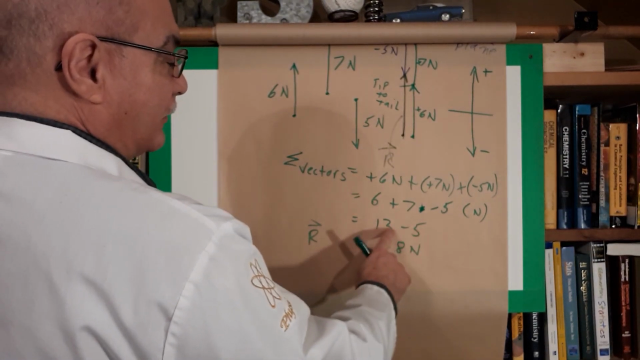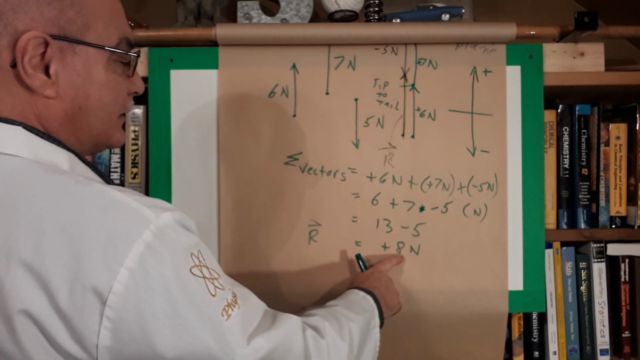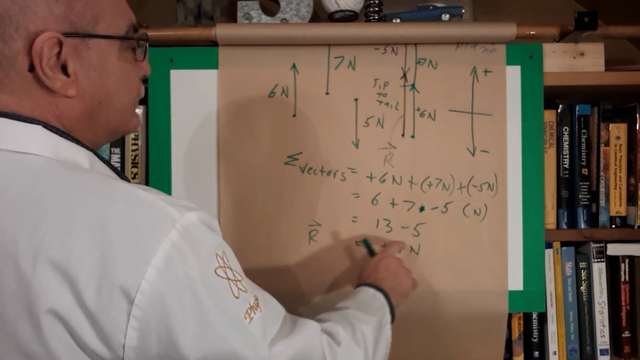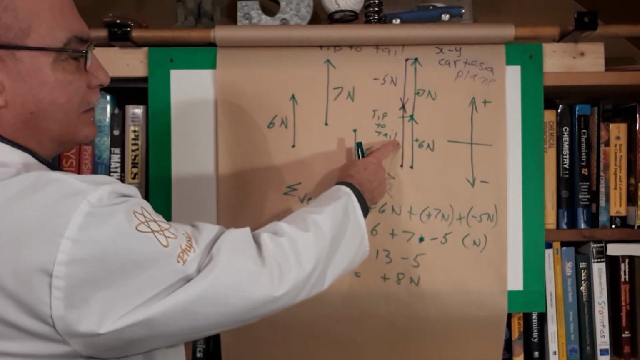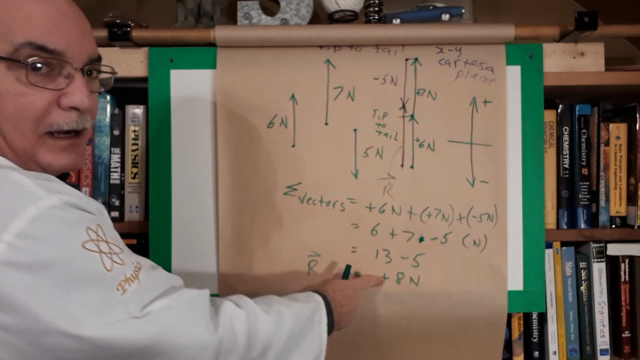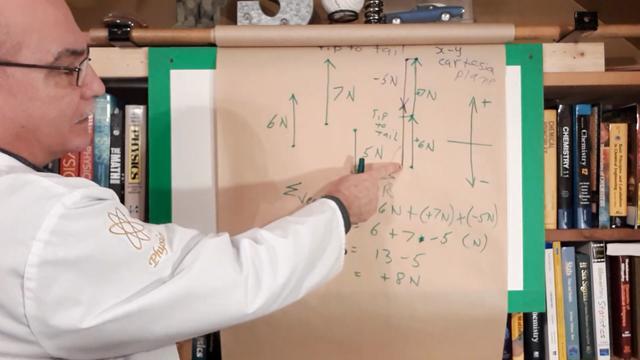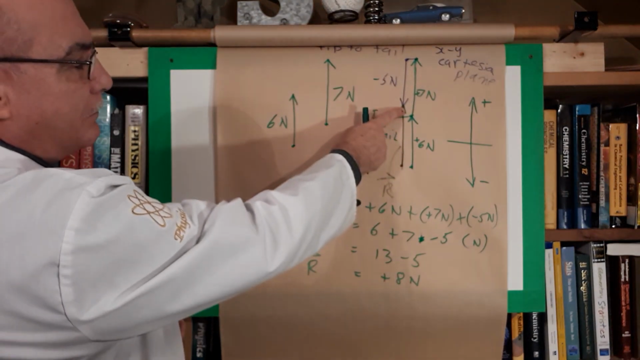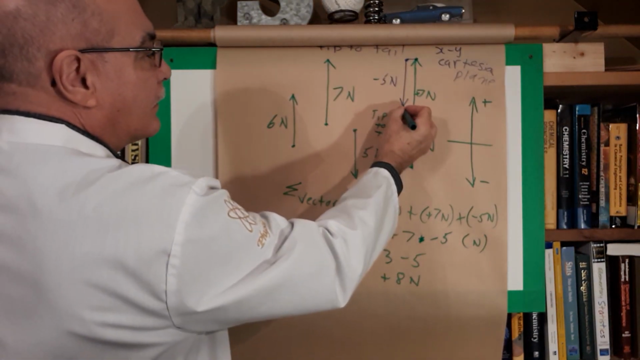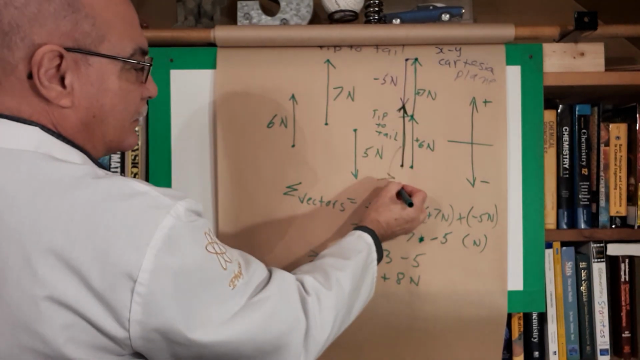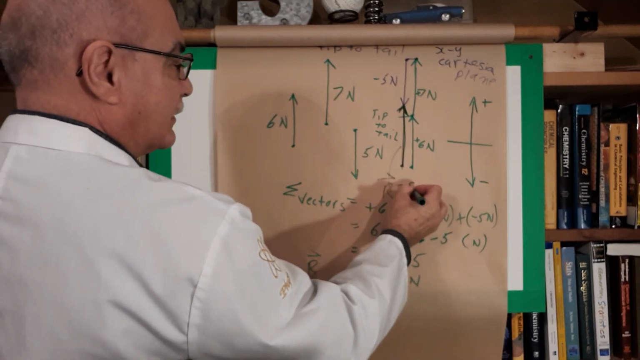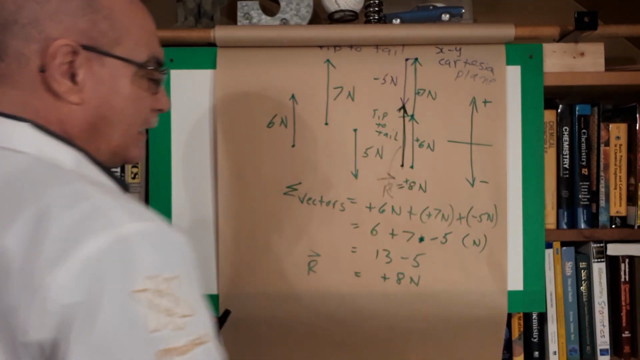Just going to check my math a little bit here and make sure it's 13 plus 8. And if I look at this pictorially, this is my resultant vector. This tells me it's going up a value of 8 newtons. And this vector here, you can see starts here, goes up. And the value of that resultant vector mathematically is plus 8 newtons.